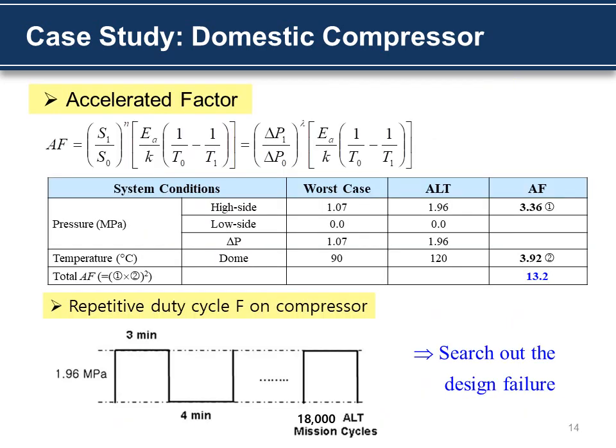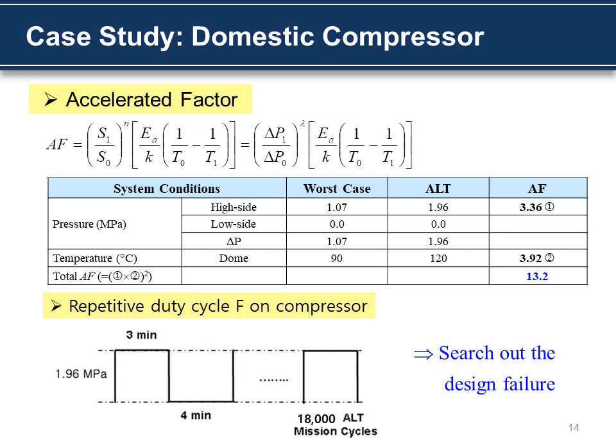I will explain how to calculate the acceleration factor. The acceleration factor depends on the ratio of the pressure difference and the compressor dome temperature. For the worst case, the pressure difference on the compressor is almost 1 megapascal. For the accelerated condition, the pressure difference is 2 megapascal. Supposing lambda is 2, the acceleration factor due to pressure is 4.